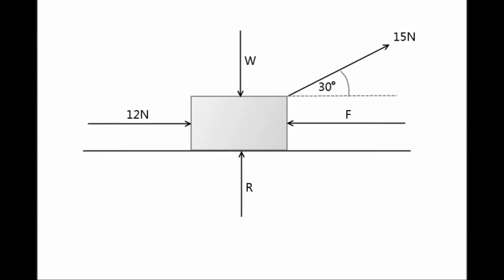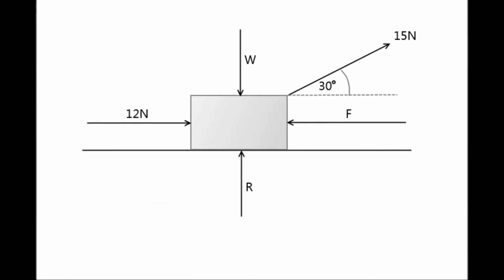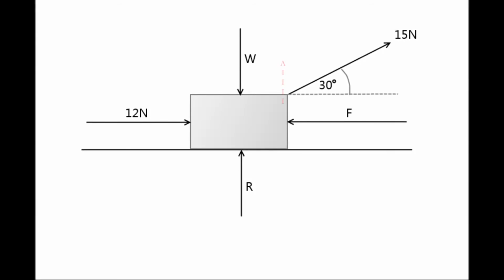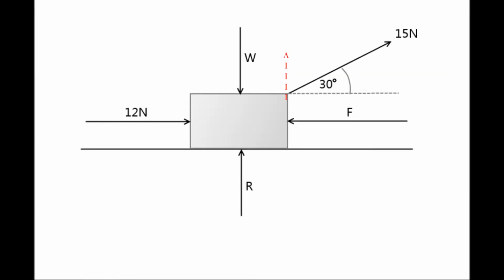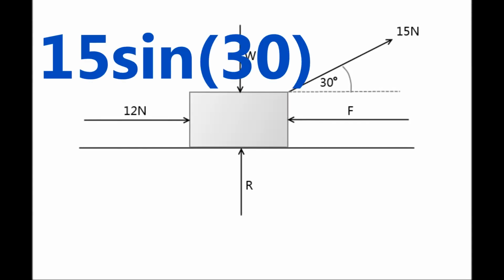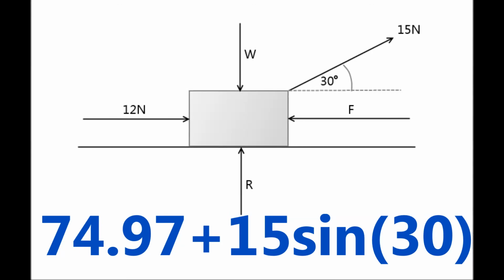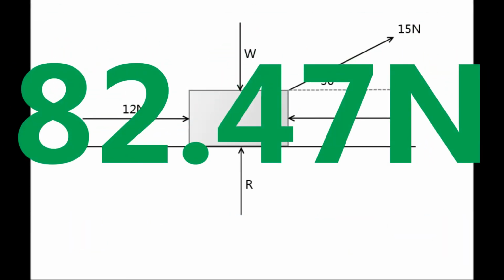So, in order to do that, usually the weight would just be equal to the reaction force, but we have this pesky diagonal force at work again. So the vertical component of that will be acting against the weight as well as the reaction force. So, in order to find what the weight truly is, we must add this force to our value for the reaction force. In order to find the vertical component, we know that must be 15 sine 30. We simply take our value, 74.97, and add 15 sine 30 to it, which gives us a value of 82.47 newtons for the weight.